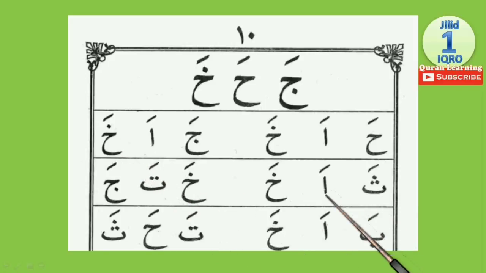Sa, a, kha. Kha, ta, ja. Sa, a, kha. Kha, ta, ja. Ba, a, kha. Ta, ha, sa. Ba, a, kha. Ta, ha, sa.